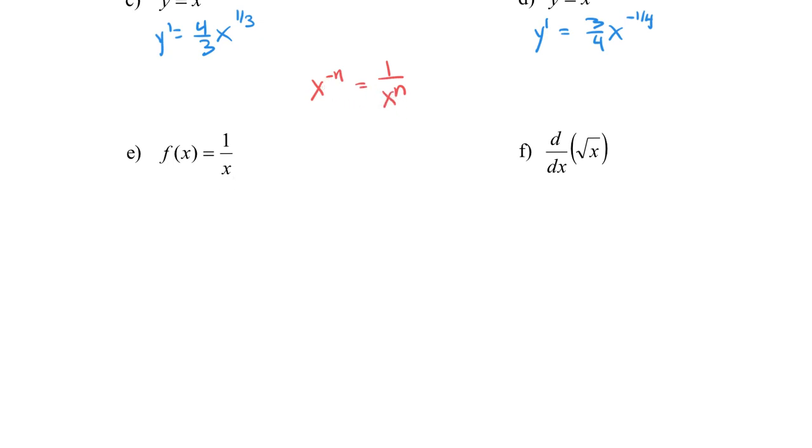So this one, isn't 1 over x just the same as saying x to the negative 1? Right? 1 over x equals x to the negative 1. And you can verify it right here, right? But here we can use the power rule. Here we can't, but here we can. So now we can find the derivative.